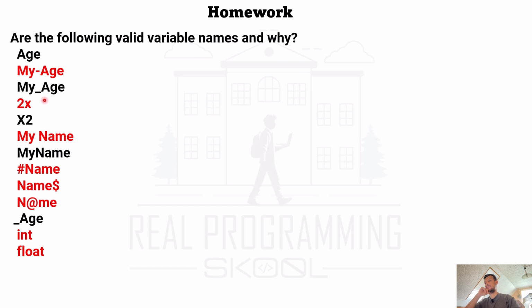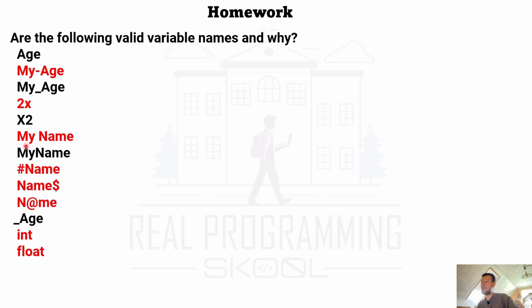Like the third variable name, my underscore age, it's a correct variable name. And the fourth variable name starts with 2, we start with a number, and we cannot start our variable names with numbers, like here 2x, it's an incorrect variable name. But the fifth variable name is correct because we start with a character or letter or any alphabet, like x here, and after that we use the number 2. It's okay, we can use numbers after we start with a letter or alphabet in our variable name.